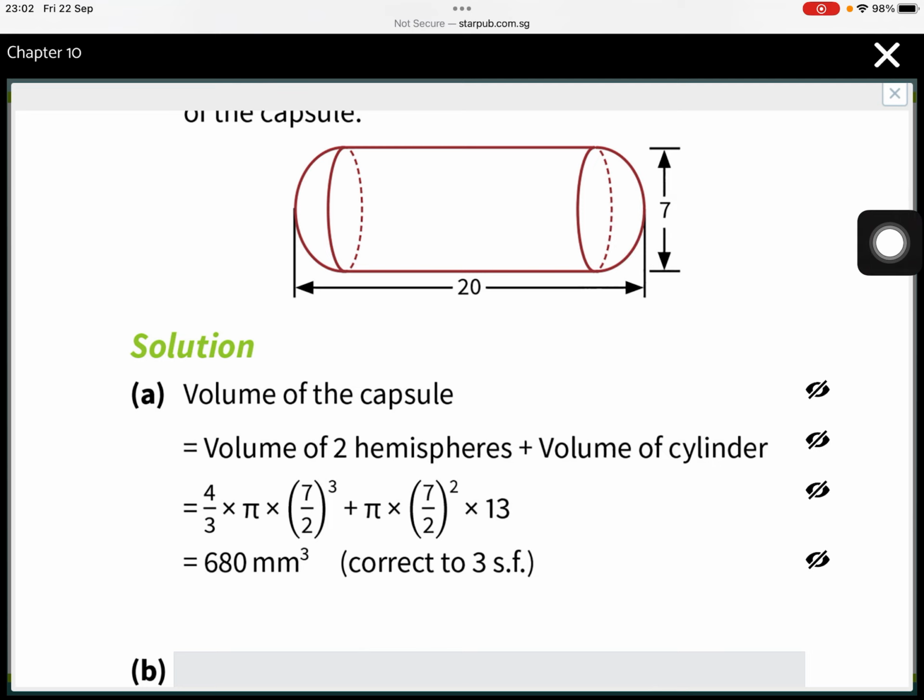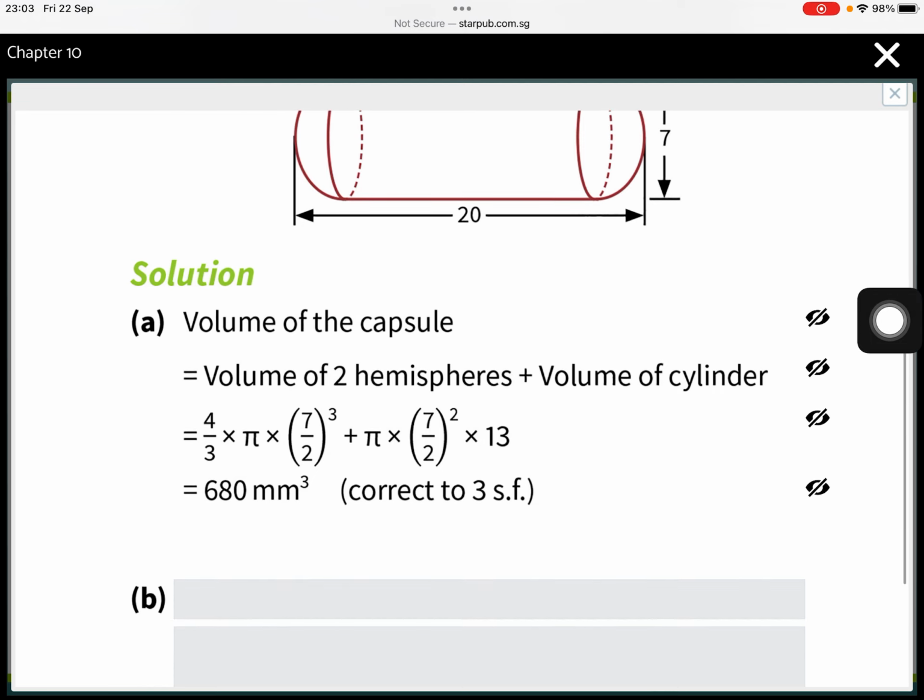For the two hemispheres, basically they just make up one sphere. The formula is 4 pi r square. Over here, for those who have forgotten, to find the curved surface area, it is just the circumference times the height. When you open up this curved surface, it gives you a rectangle, with the height over here, and the circumference gives you the length. So the circumference will be pi d, or 2 pi r, times 13.